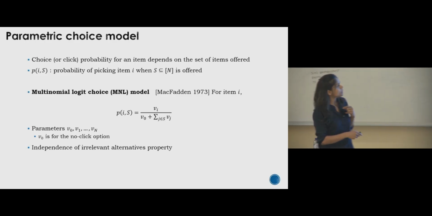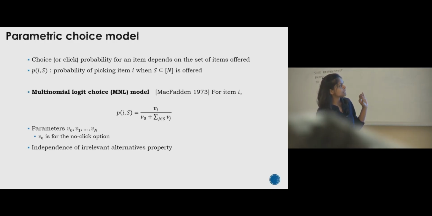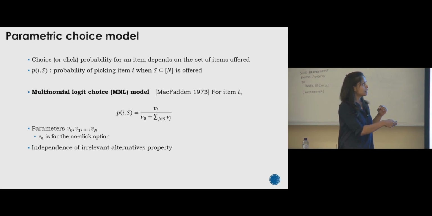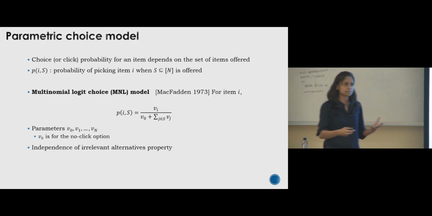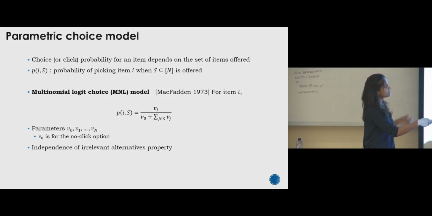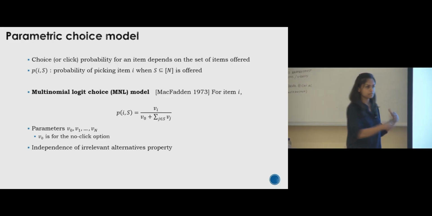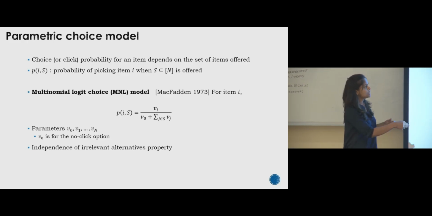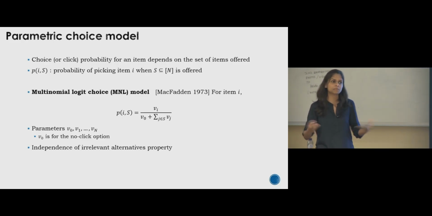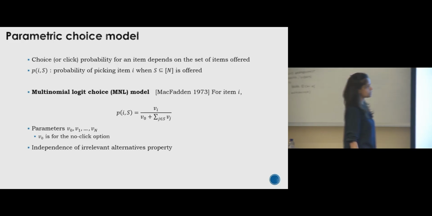So what is this choice model? Here, we are simply saying that when you present an assortment S to the customer, the probability of picking item i is renormalized based on what items you present. There are n parameters, one for each possible item, and V0 is the parameter associated with the no-purchase option, right? So the customer might not take anything from your assortment.